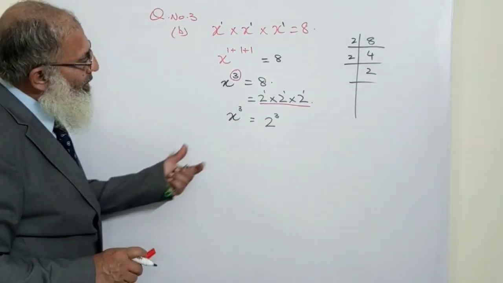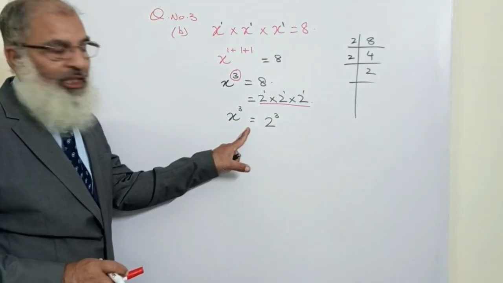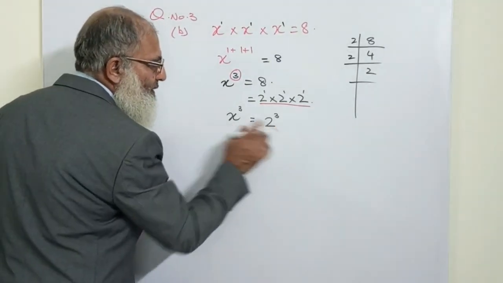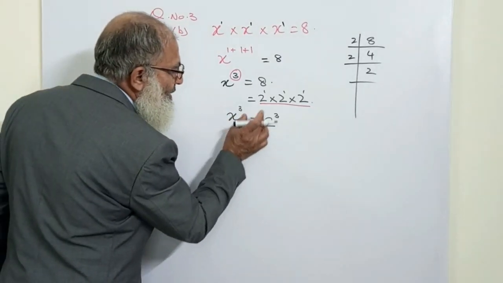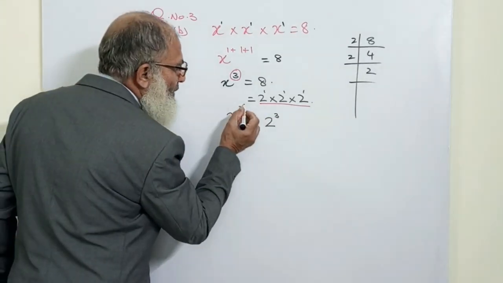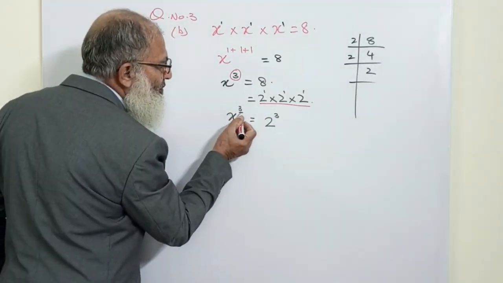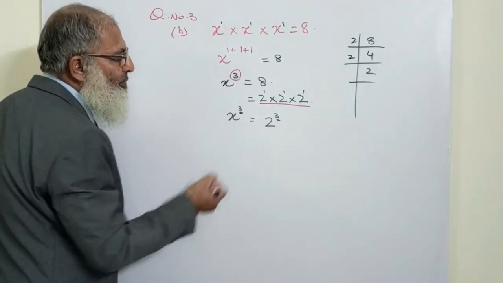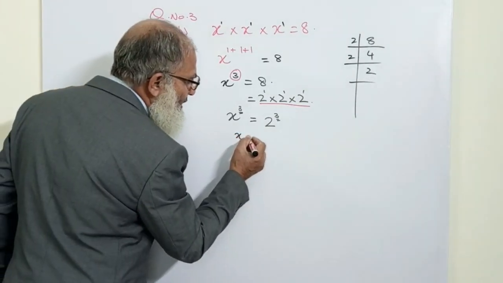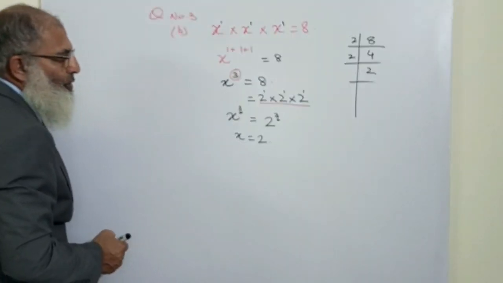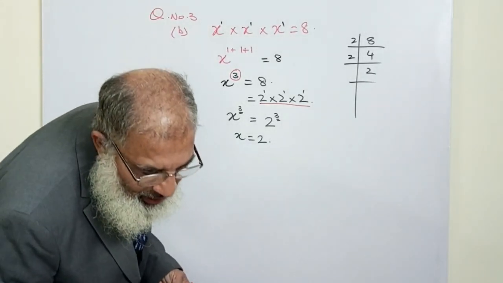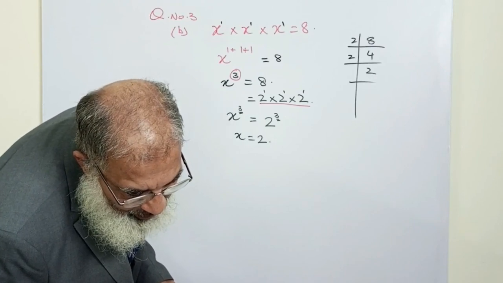Now you see that the equality sign is in between both ends. This is the left hand side and this is the right hand side. When the bases are same, if the powers are same, and the equality sign is there, then the bases must be same. So x is equal to 2. This was the simple question, and now I go to the next question.